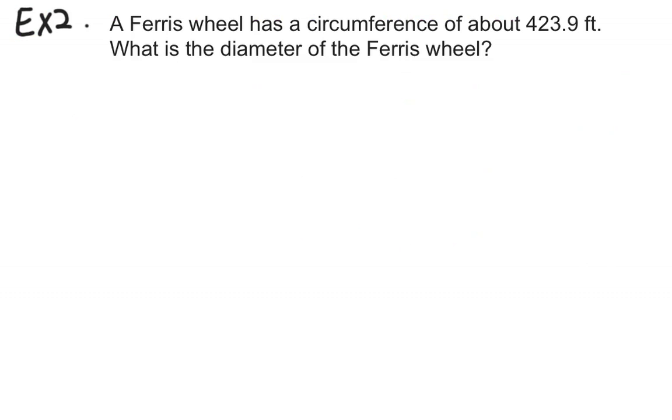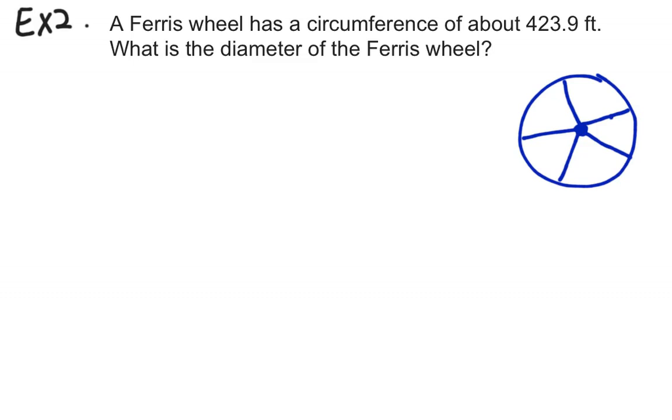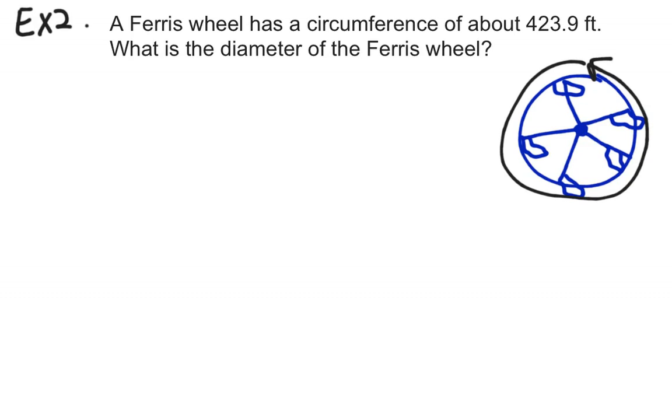Okay, example 2. All right, in example 2 we have a word problem. So we've got a circular Ferris wheel, and it's got the cars coming out. So you're hanging off the Ferris wheel. Hopefully you're not upside down. So these are the cars. This one's hanging like that. And they tell us that the circumference, the distance around the Ferris wheel, is 423.9, so almost 424 feet. They want us to calculate the diameter.